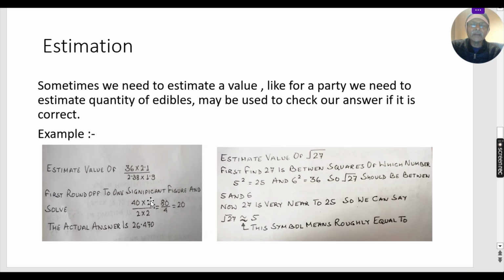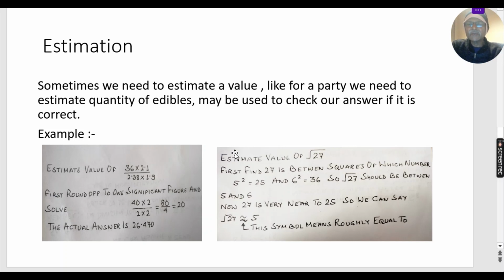Actually, when you calculate, the answer will be 26.470. But okay, this estimation is fair enough. We are not very out of phase. So this is the way we estimate, and this is the process by which you can check if your answers are correct or not. Suppose you get an answer here, say 40 or 60 or whatever it is, then you can say there is something wrong because it should be around 20 only. Okay, so that way we can check our answers of any calculation also.